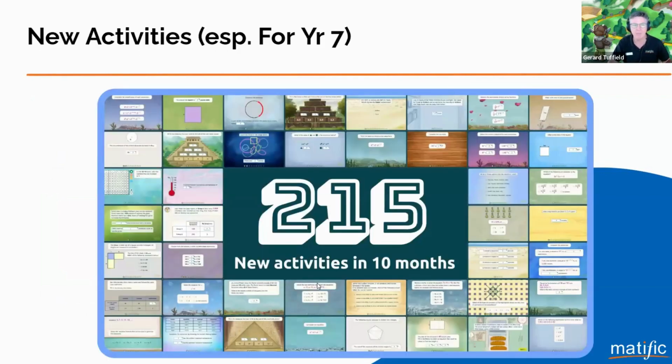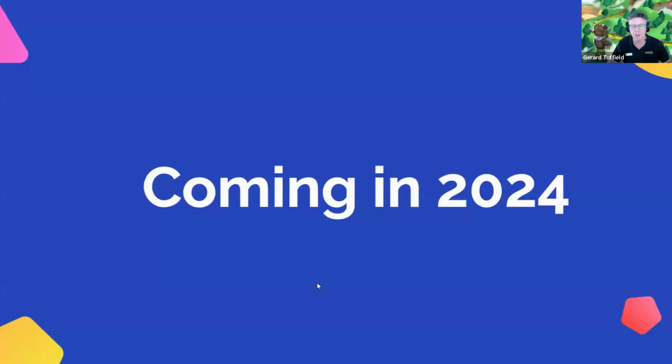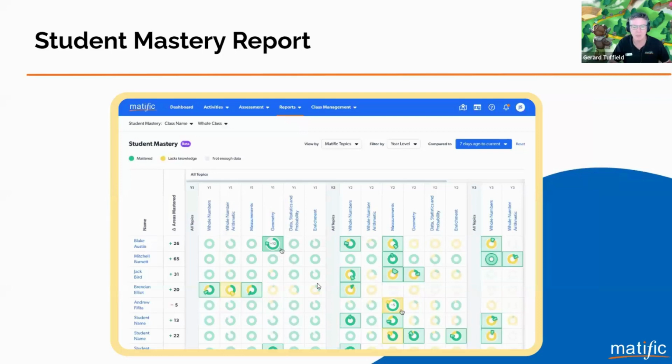We've added over 215 activities in the first 10 months of this year, mostly for year 7. So whether it's for high school or for extension for year 6, there's a lot of new content, and we'll continue to develop that. Then there's what's coming for next year.